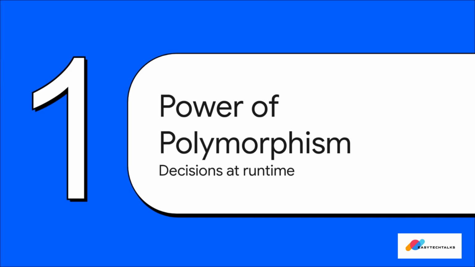Just imagine for a second you have a bunch of different shapes. You've got circles, squares, triangles, you name it, and you want to tell each one to draw itself. How do you write a single piece of code that correctly calls the right draw function for each shape, especially when you don't even know what the shape is until the program is actually running? That is the exact problem that polymorphism is here to solve.